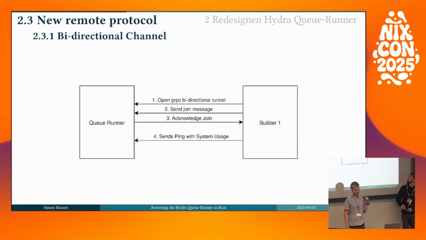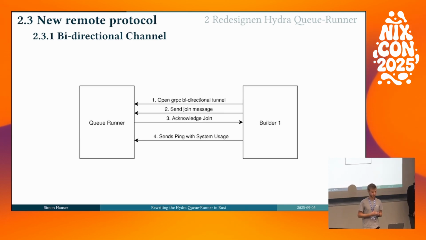So, for this, the main idea is that there is a bidirectional channel. The builder basically says, hey, I want to talk to you, I want to build something. This can be any machine. It just can connect to the queue runner and sends a join message, sends the host name, stuff like this, so we can identify you. There's also authentication, but we'll talk about this later. The queue runner acknowledges the join message, and afterwards we send a ping message basically every 10 seconds, which carries the current load and stuff like this.